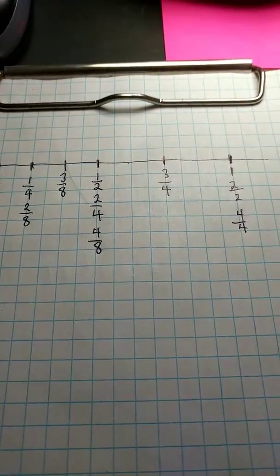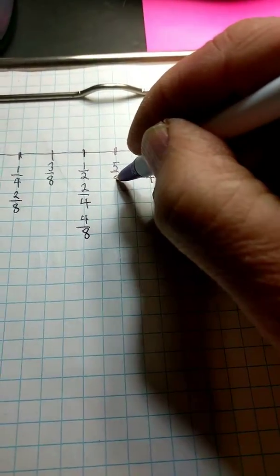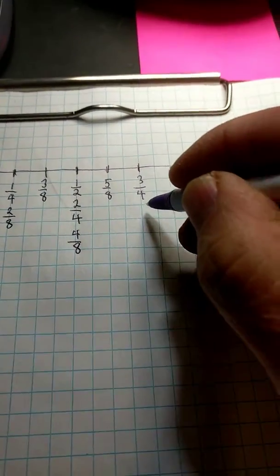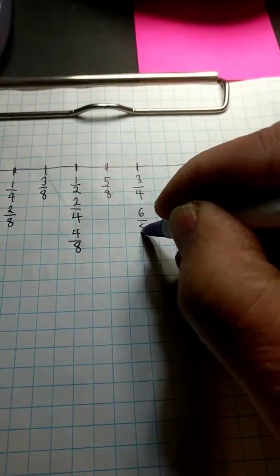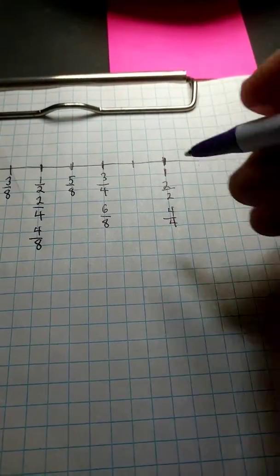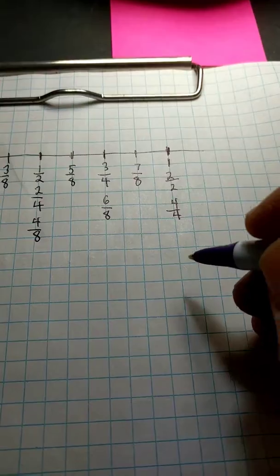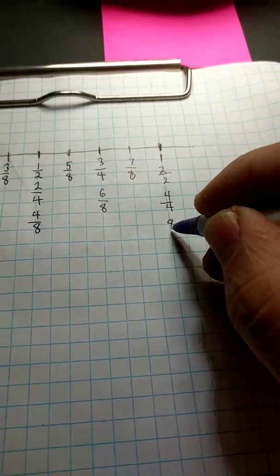What do you think's between the half and the 3/4? You guessed it, 5/8. That means that 3/4 is the same as 6/8. Now we're going to go halfway between 3/4 and 1. That's got to be 7/8, which means that 1 is the same as 8/8.